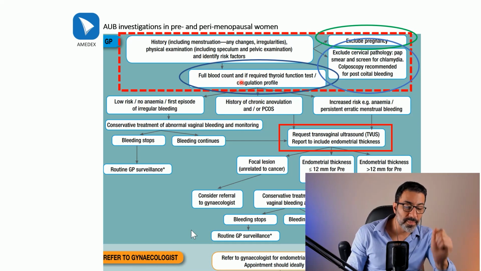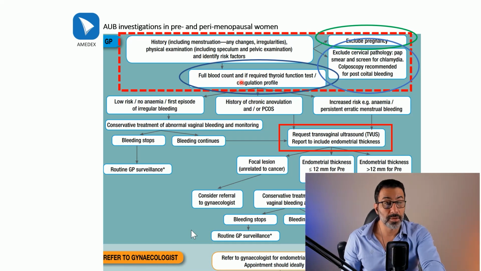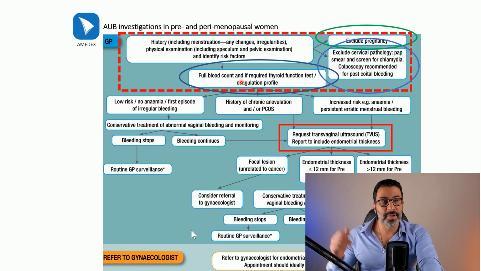Now we're going to talk about postmenopausal women. And who are postmenopausal women? Again, think about that: women whose periods stopped at least 12 months ago. In such women, any sort of spontaneous bleeding is abnormal, regardless.